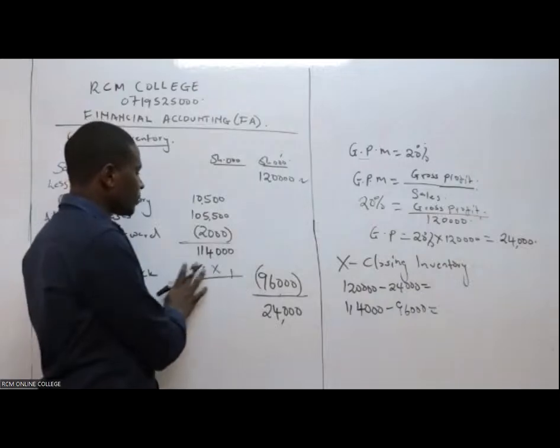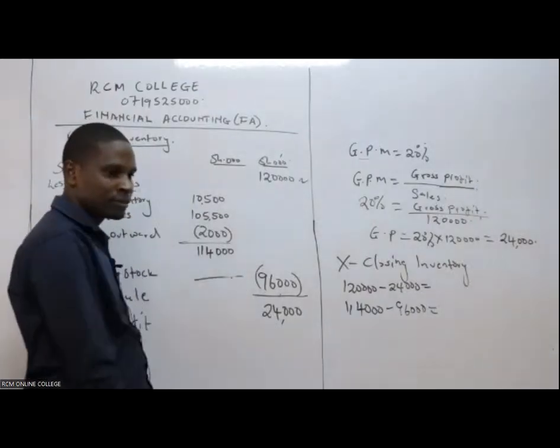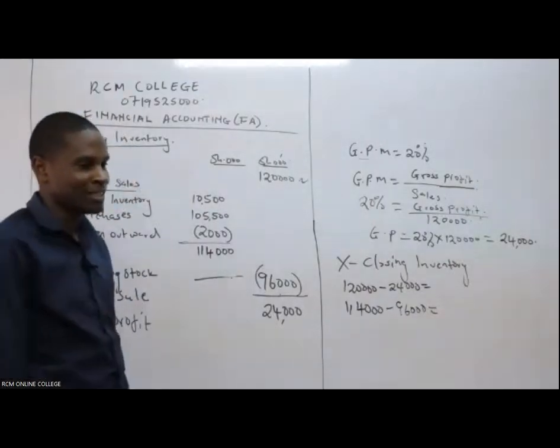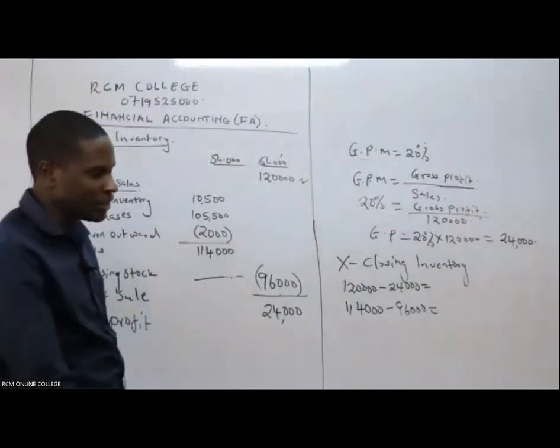What is the cost of sale now? What is the cost of sale? Once I finish with that, I'll be good to go. 18,000.